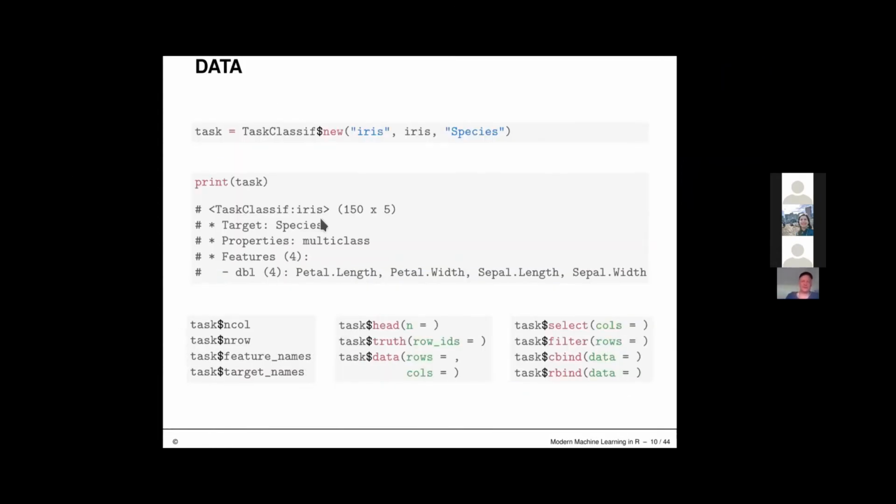If you print the task, you get a nice overview here, for example, the dimensions, the target, what properties the task has, and what kind of features are in there. And you can access certain things of these objects. For example, you can access the dimensions here again, the feature names, the target names. You can query the data.